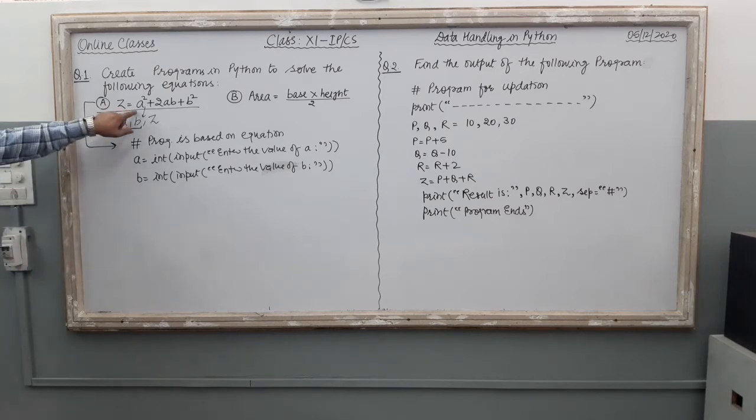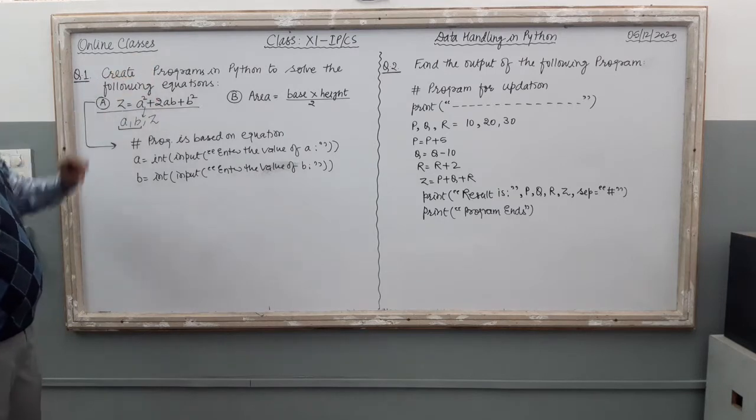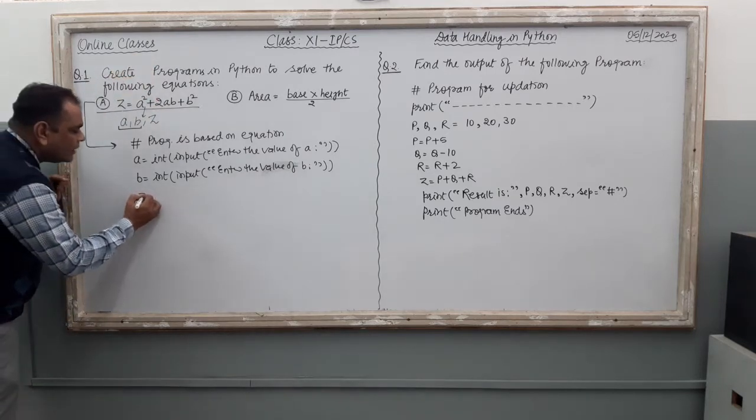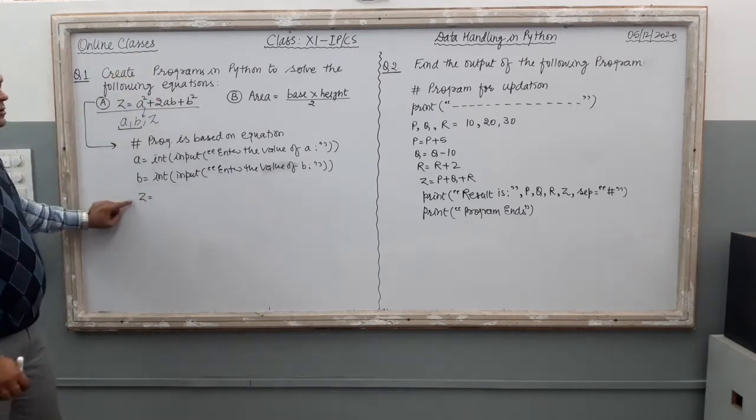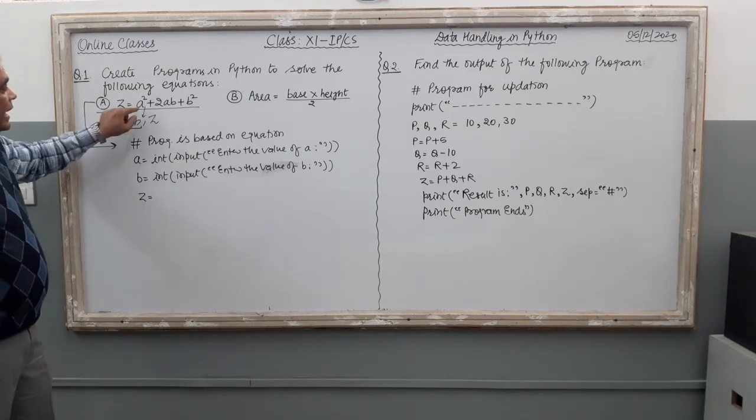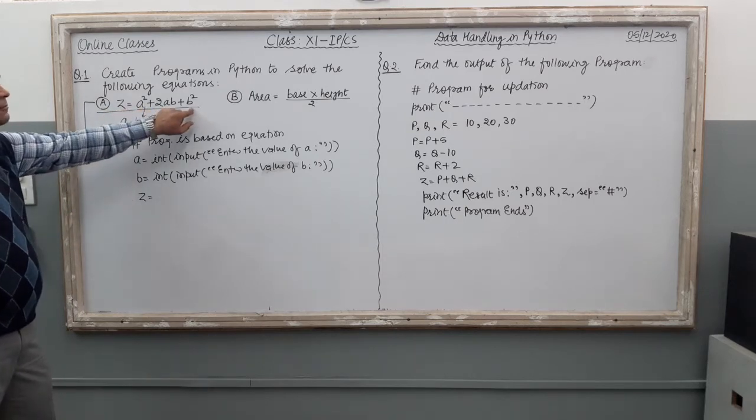Now, inputs are ready with me. I have to put these inputs in the formula. So, the third line, it is known as the processing line. It is a square plus 2ab plus b square.